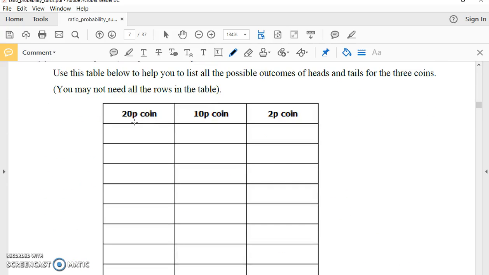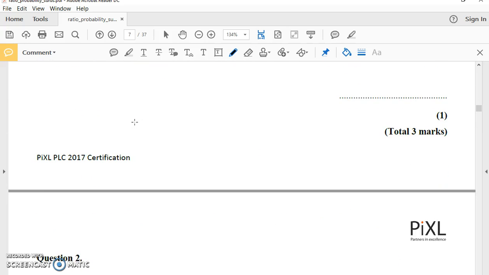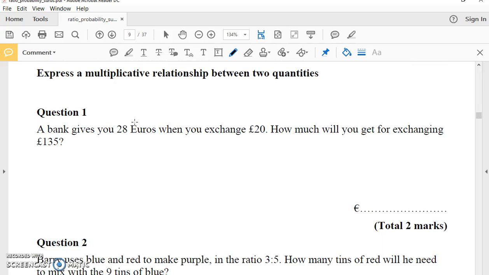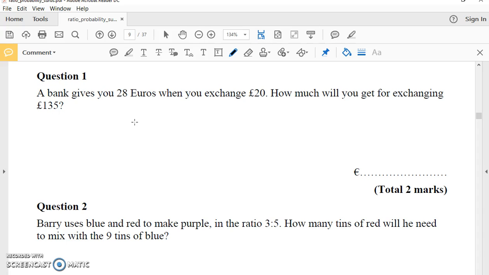Just going to make sure I didn't have any more ratio questions in here. Yes, I do. See, look. Okay, we're going to do one more of these. So, a bank gives you 28 euros when you exchange 20 quid. How much will you be getting for exchanging 135? So, again, we've got 28 to 20. Okay, we want to know x to 135.